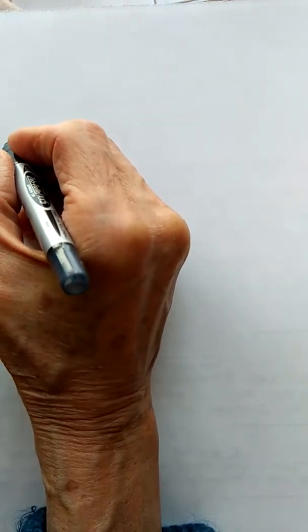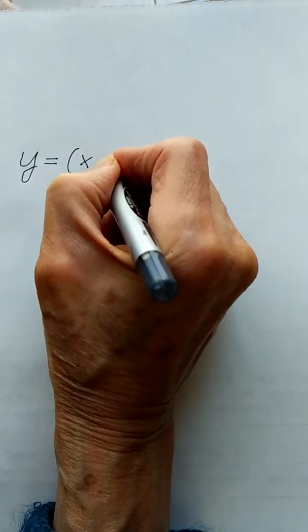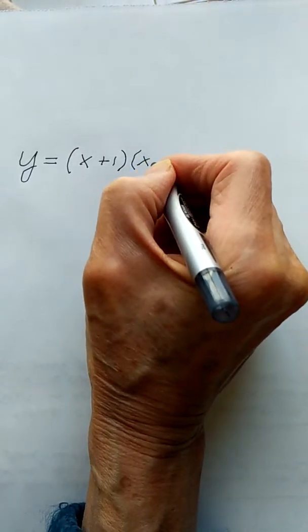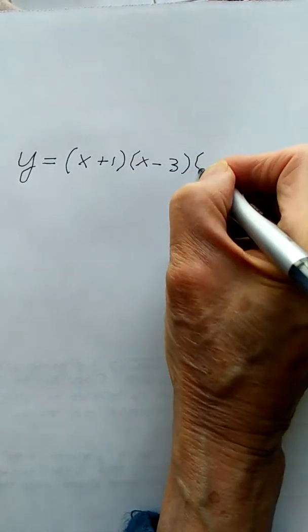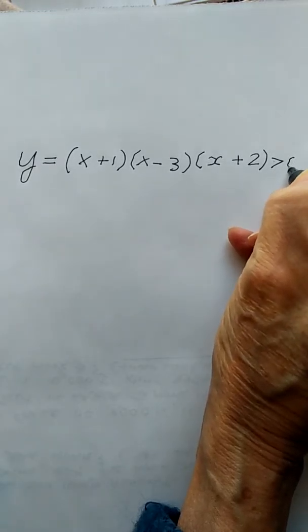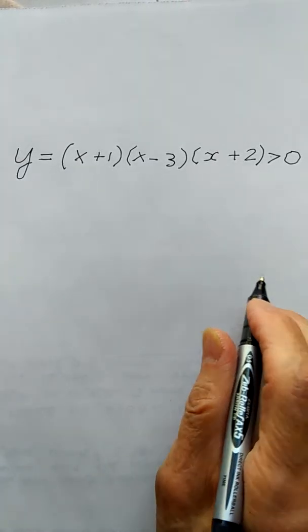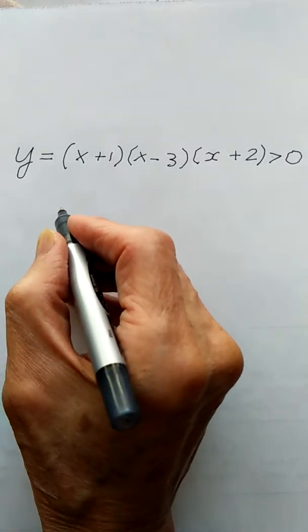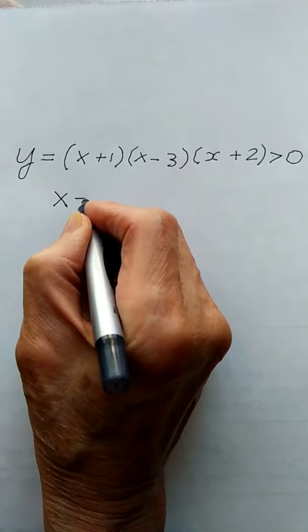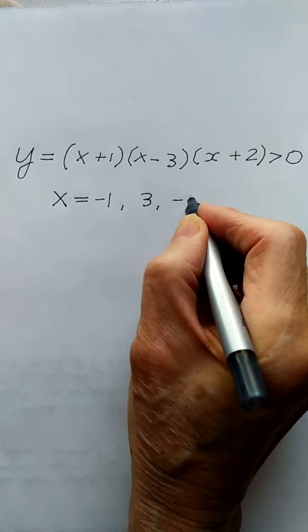Let's have y equals (x plus 1)(x minus 3)(x plus 2), larger than 0. Okay. First of all, we will find the x-intercepts of the function. The x-intercepts are x equals -1, 3, and -2.